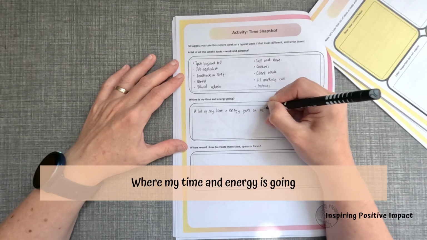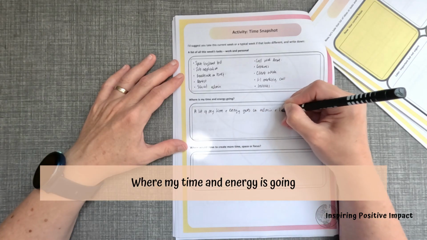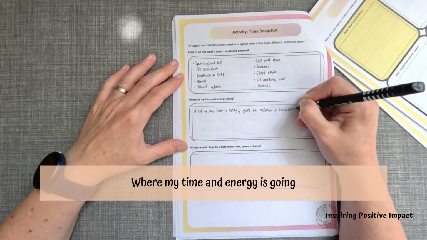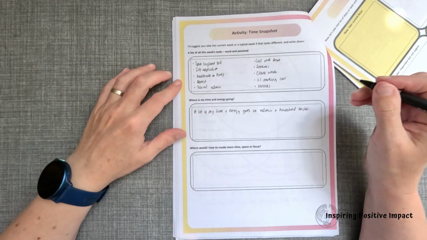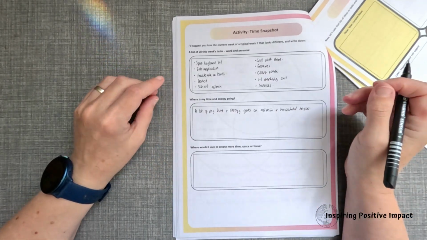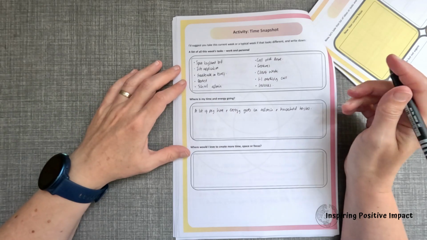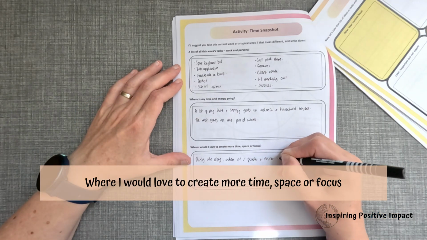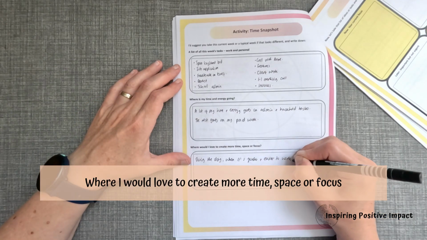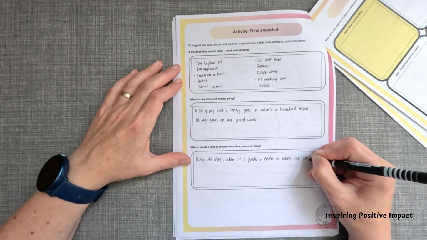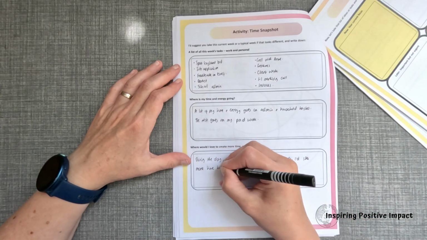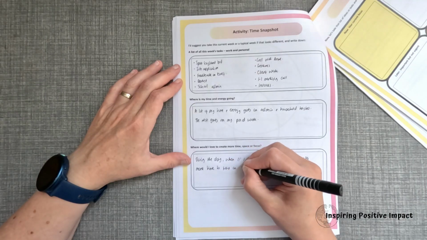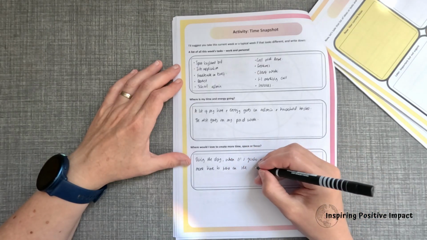Then I'm looking at where my time and energy is going. So here I'm acknowledging that a lot more of my time than I realise is going into life admin and household chores, with the rest of my week spent on paid work. So where would I love to create more time, space or focus? So here I'm writing that I'd like to be able to allocate more time towards my creative projects and also to fitting in exercise.